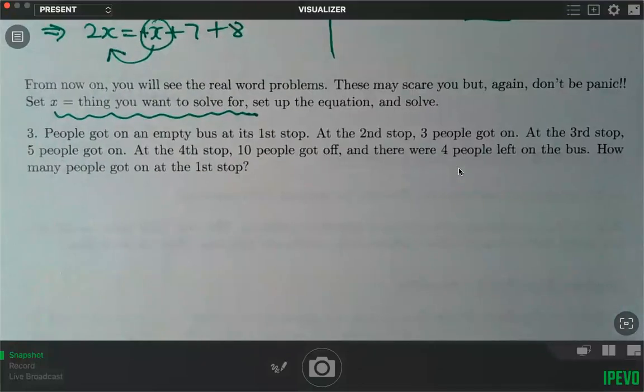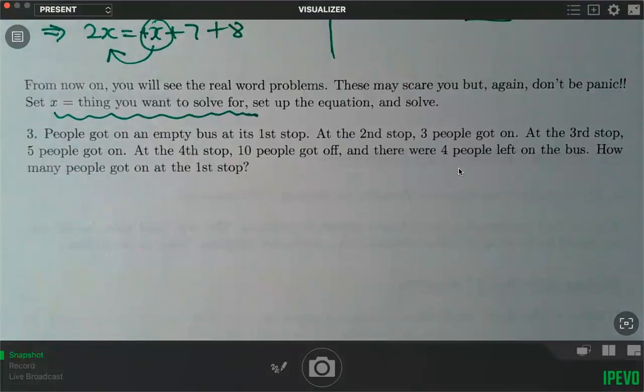People got on an empty bus at the first stop. At the second stop, 3 people got on. At the third stop, 5 people got on. At the fourth one, 10 people got off. And then there were 4 people left on the bus. Okay, so I guess the goal is obvious. How many people were initially on the first stop?